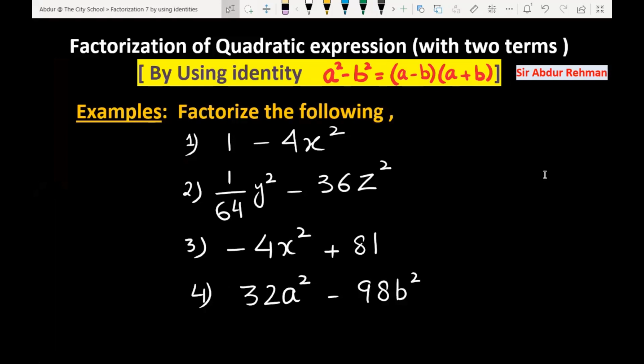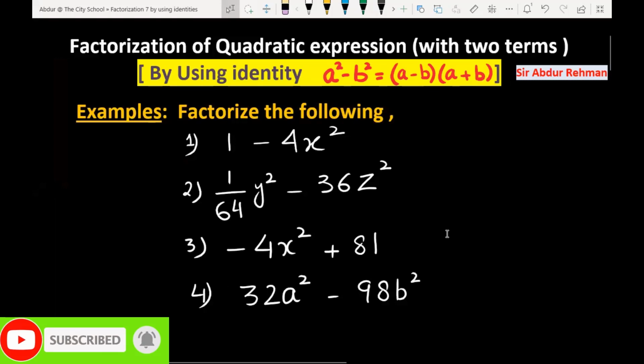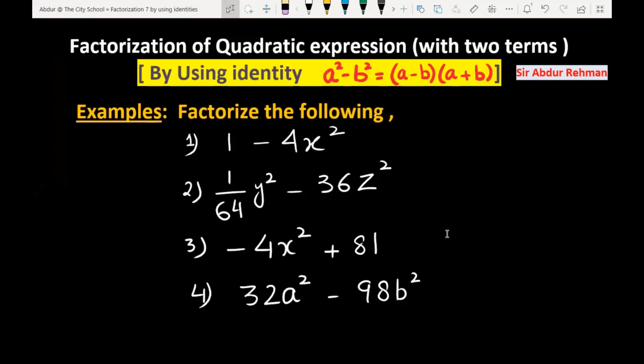I have uploaded a series of 6 lessons in which I have explained the method to factorize 3 terms of a quadratic or algebraic expression. This lesson is the continuation of the previous 6 lessons. In this lesson, you will learn how to factorize a quadratic or algebraic expression when there are 2 terms, by using identities.